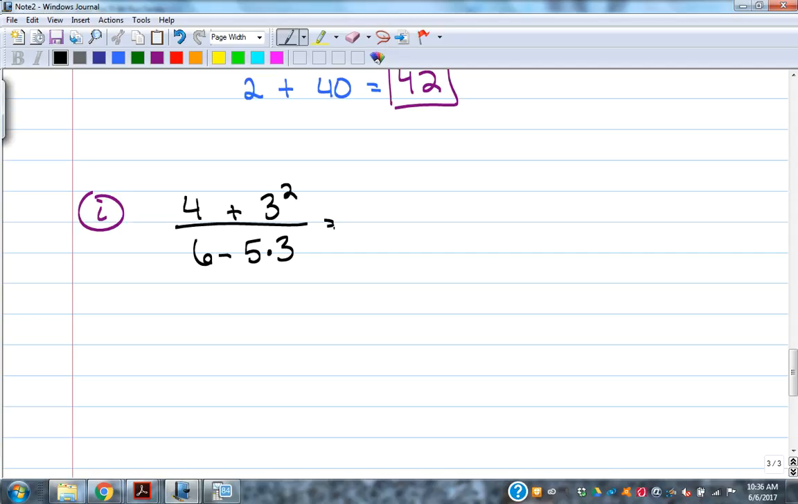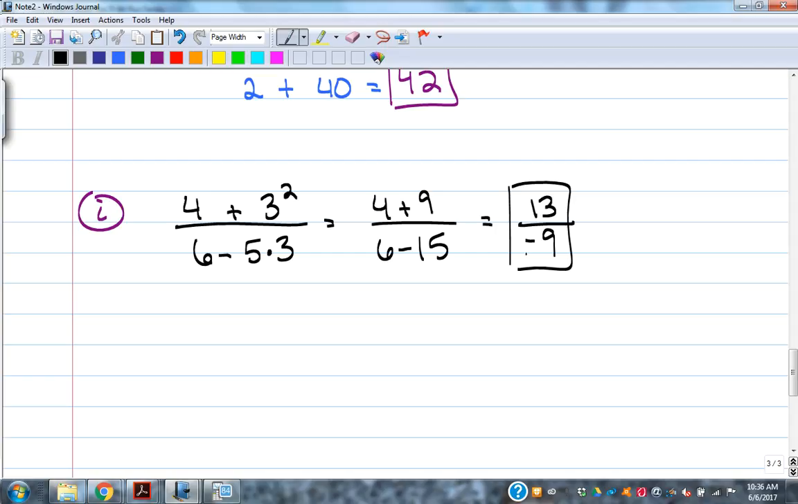So if I do the top part first, the exponent happens first, so it's 4 plus 9. And then the bottom part, the first thing that should happen would be the multiplication, 5 times 3. So that's going to be 6 minus 15. 4 plus 9 is 13. And 6 minus 15 would be negative 9. And we get negative 13 over 9.